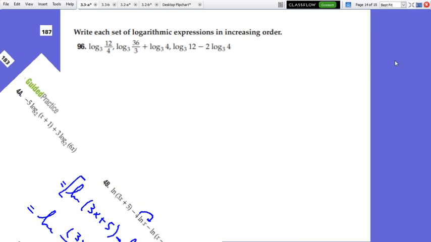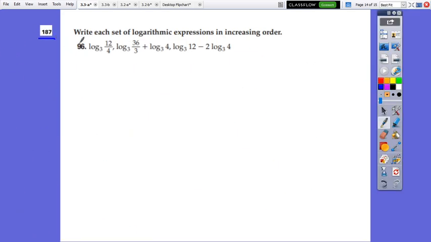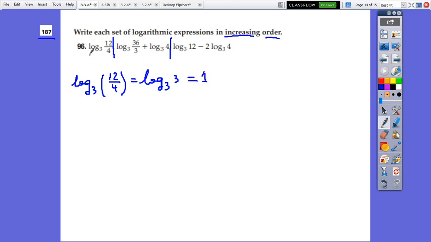Let's try more. On page 187, write each set of logarithmic expressions in increasing order. So we have 3 logarithms. We'll take them one by one and get the simplest form. I will take the first one: log base 3 of 12 over 4 equals log base 3 of 3, since 12 divided by 4 is 3. Base and number are the same, so it equals 1. So I found the value for the first one.